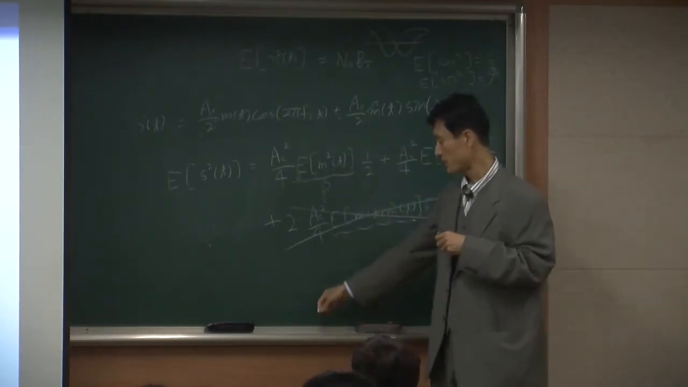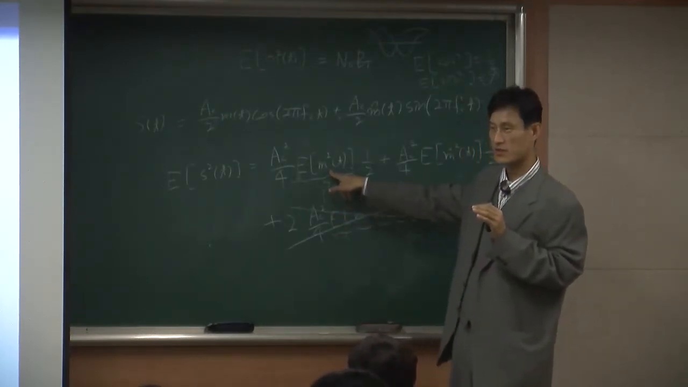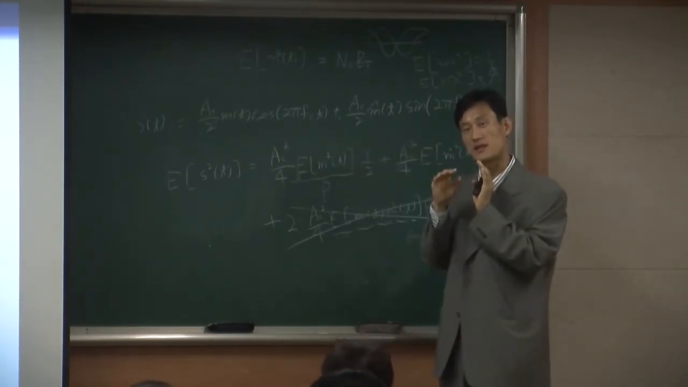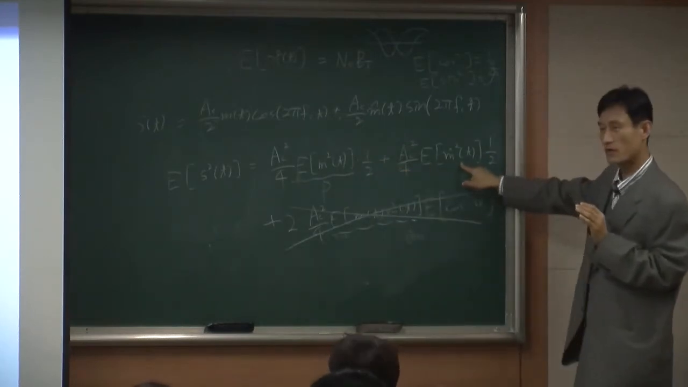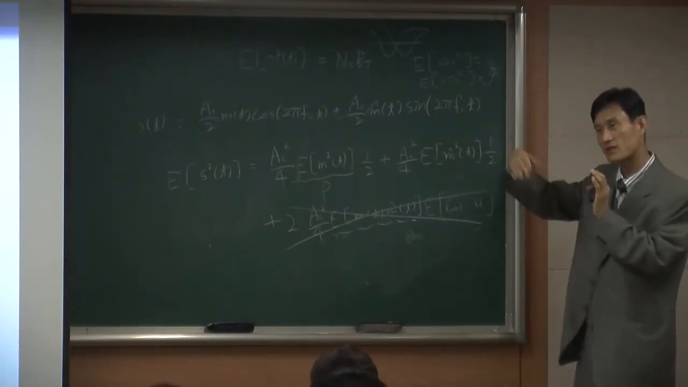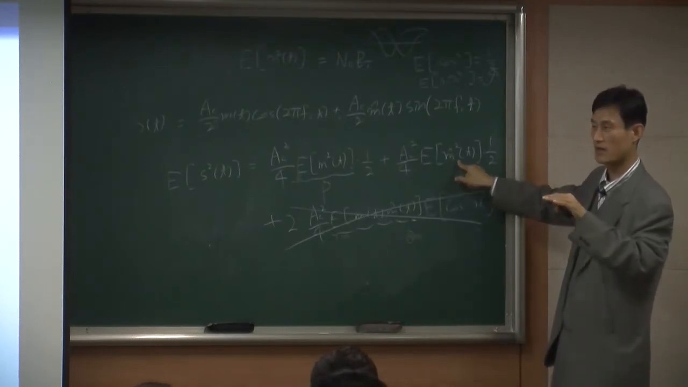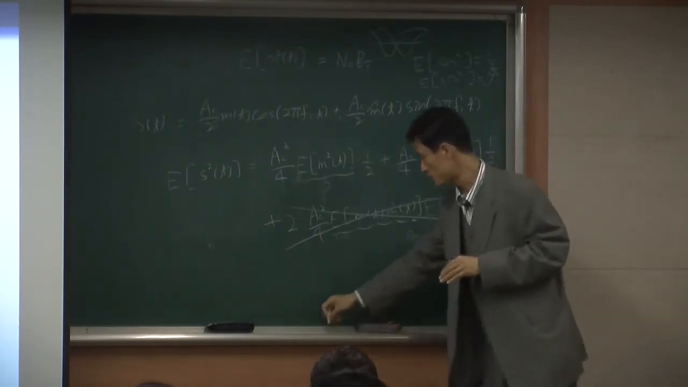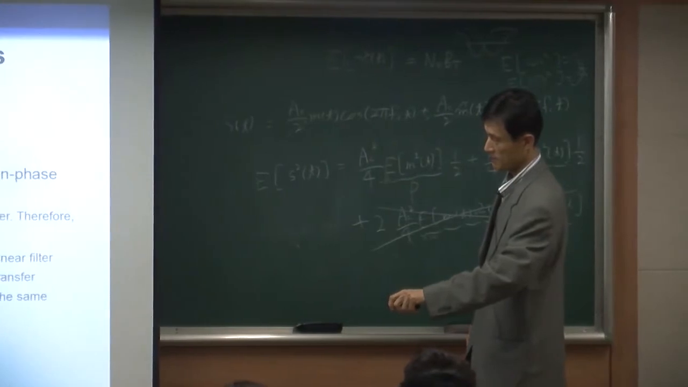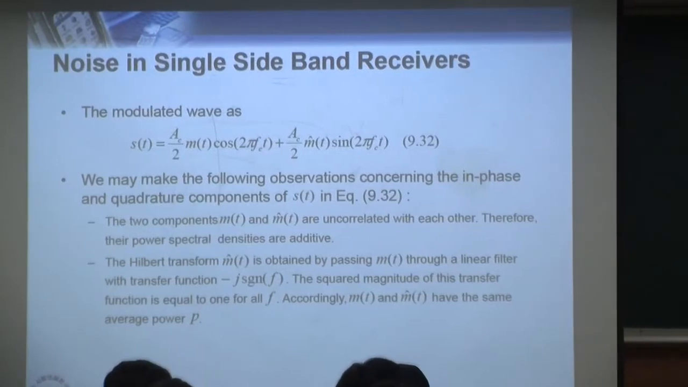So what is P? P is the original average power of your message. Your message always goes up and down, so there is an average power. That's P. When you take a Hilbert transform, we get m hat t. m hat t is also some other signal, right? That has some average power, and that is also P. That's this assumption: m t and m hat t have the same average power P. This one is also P.